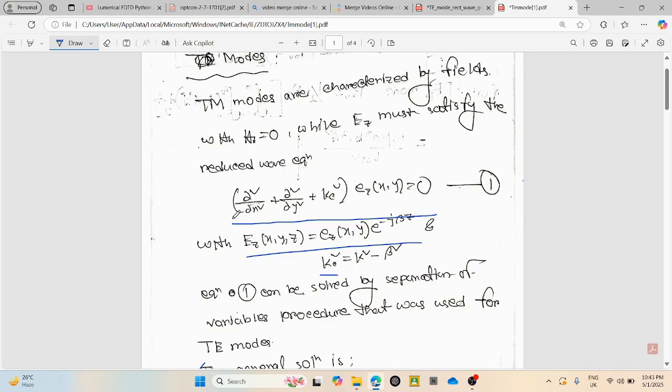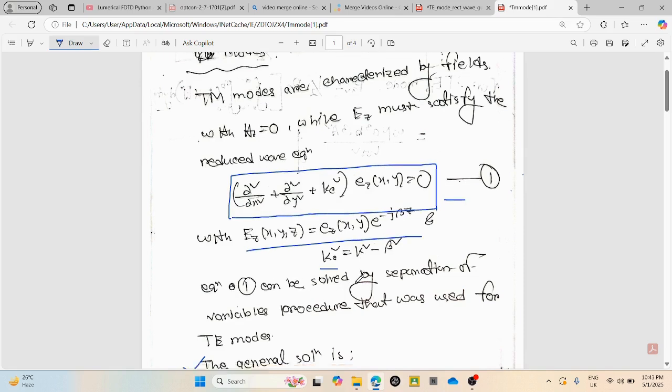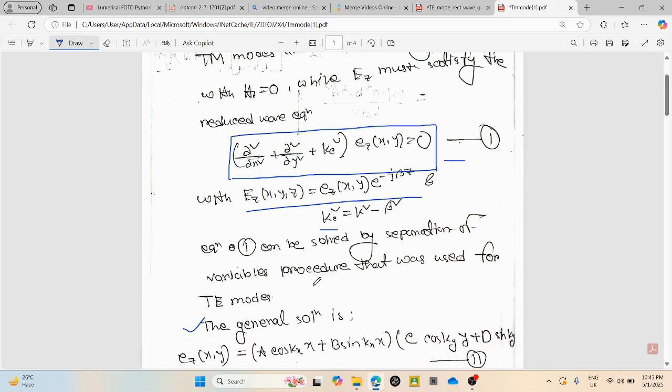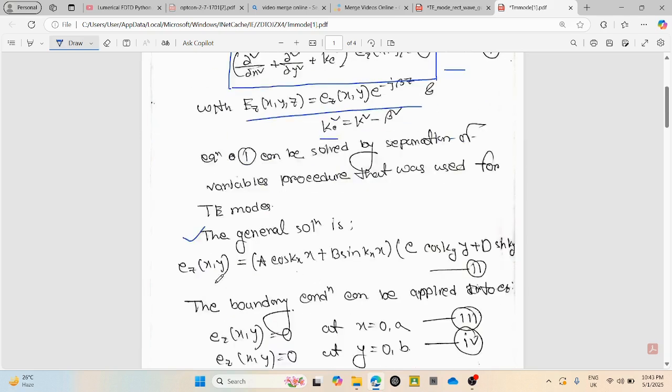This reduced wave equation was derived previously, and here we can see the cutoff wave number is also defined, kc square is equal to k square minus beta square. Now this is a partial differential equation, which is denoted as equation 1. It can be solved by the method of separation of variables, and solving this partial differential equation we get the general solution in terms of cos and sin functions. The general solution is Ez(x,y) is equal to a cos kx x plus b sin kx x, times c cos ky y plus d sin ky y, and this is the general solution.